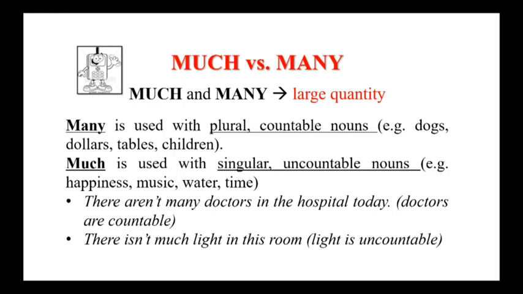Much versus many, dakle kao što smo rekli, large quantity. Šta je razlika? Many se koristi sa imenicama koje su brojive i u množini. Znači, ono što možemo da izbrojimo i ono što je u množini. Plural, množina, countable, brojivo. For example, dogs, dollars, tables, children. Can we count though? 1 dog, 2 dogs, 3 dogs, 4 dogs, 10 dogs, 11 dogs. Okay, we can count them. Children, so on, etc. Much is used with singular, uncountable nouns.